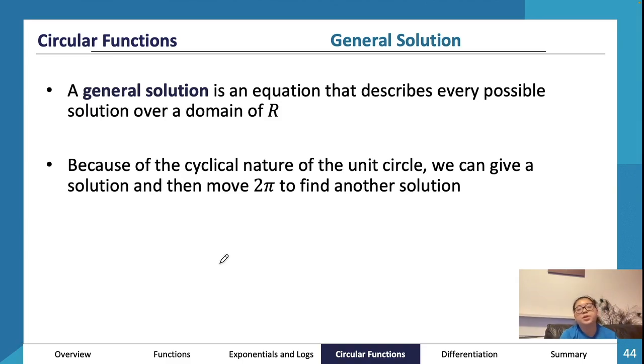But you can see which one works better for you, whether you prefer the formula or you prefer this method more. It's kind of up to you what you want to use. And because of the cyclic nature of the unit circle, we can really get infinite solutions, and that's why we go for general solutions. So if they don't give you a domain, they're asking you to find the general solution.